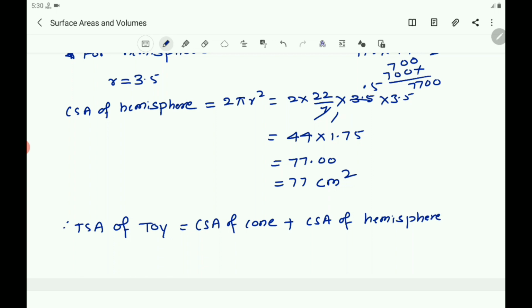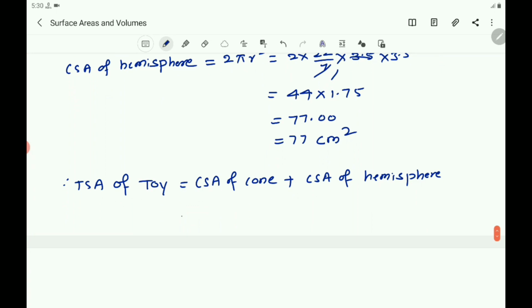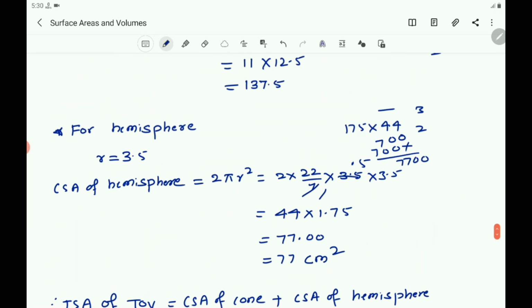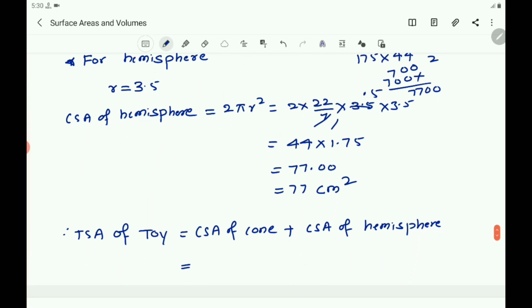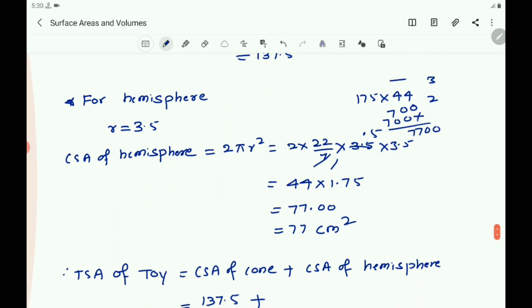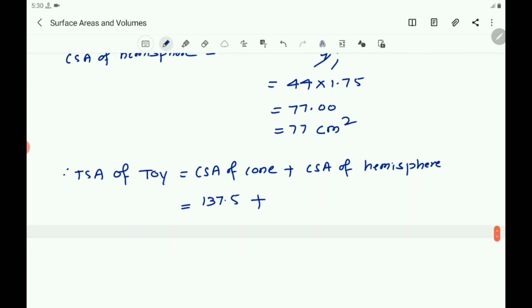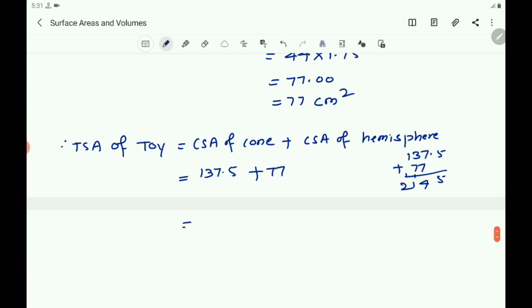CSA of cone plus CSA of hemisphere, that equals CSA of toy. CSA of cone you got 137.5, so 137.5 plus CSA of hemisphere, which is 77. Then you write 137.5 plus 77: 7 plus 7 is 14, 7 plus 1 is 8, 8 plus 3 is 11, that is 214.5 cm square.